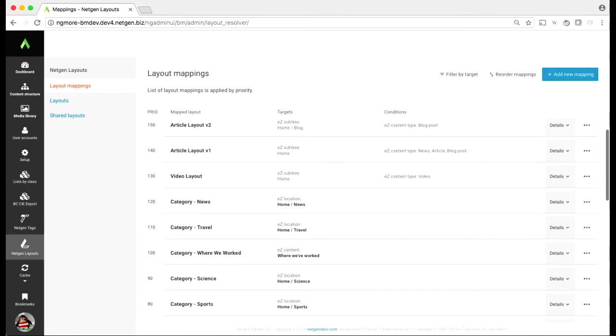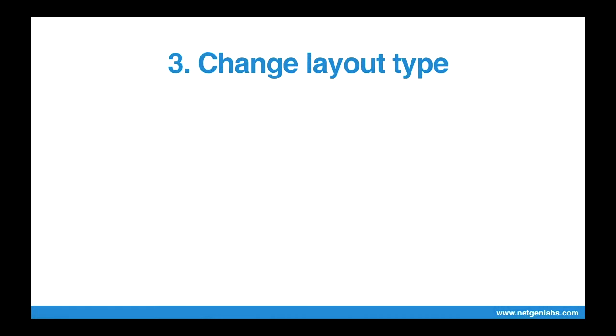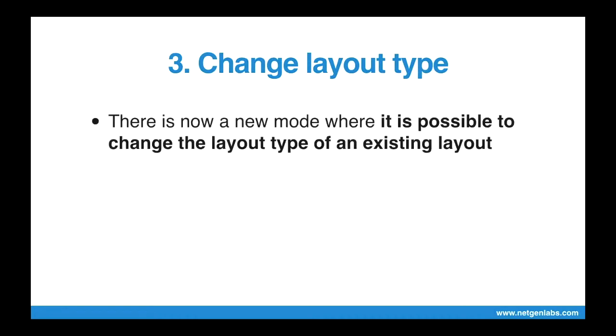Okay, so that was about these new two mapping conditions. So let's again go back to the slides. Then we have the other big improvement, or another big feature, which is change layout type. Similarly to other things that we were doing with this version, it might not always be needed, but when you need it, it really comes in handy.